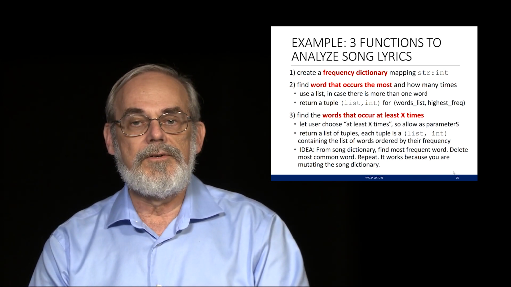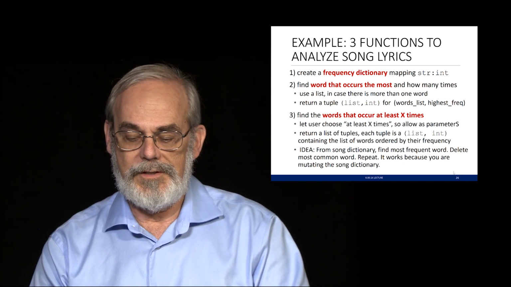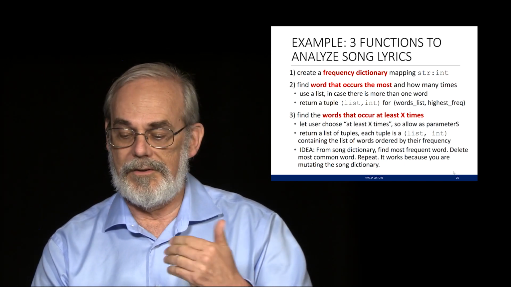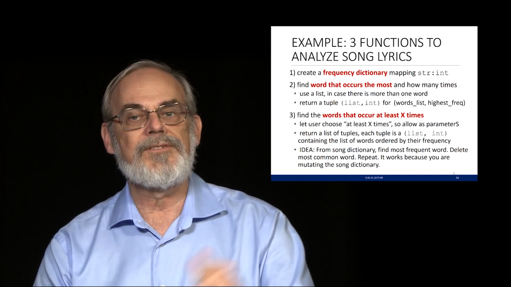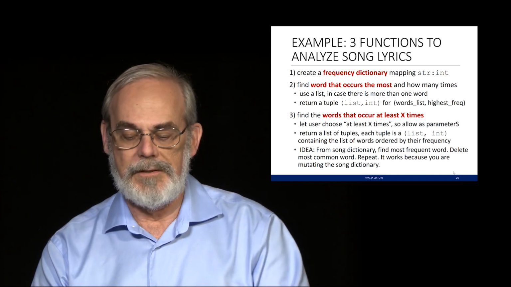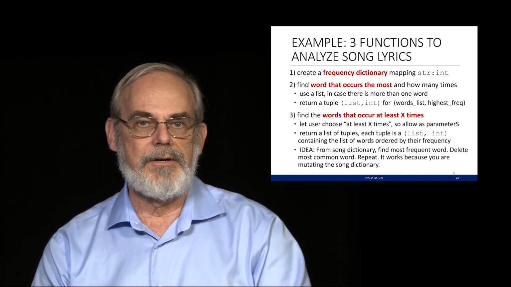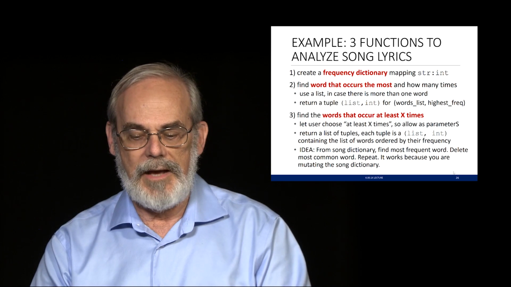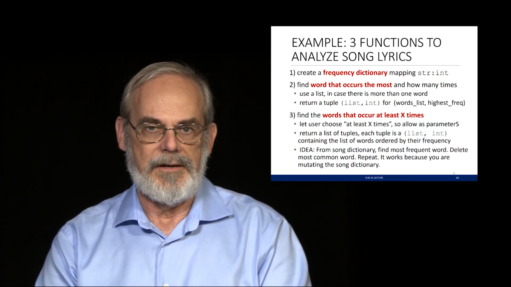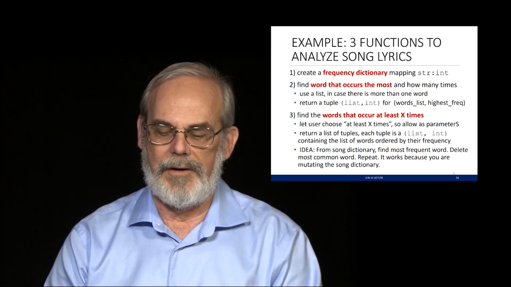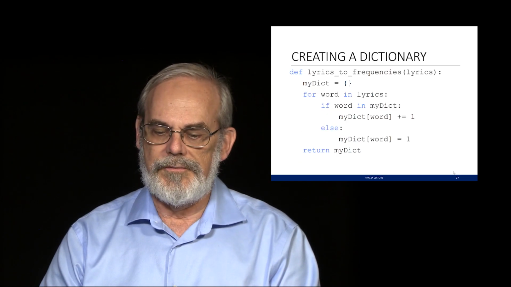And one of the things I'm going to do here is take advantage of a property of the dictionaries. From the song dictionary, I'm going to find the most frequent word, and then I'm just going to delete it, and I'm going to repeat. And because I'm mutating the song dictionary as I do it, it's going to pull together very nicely an efficient way to solve this problem. So let's start with the first stage.